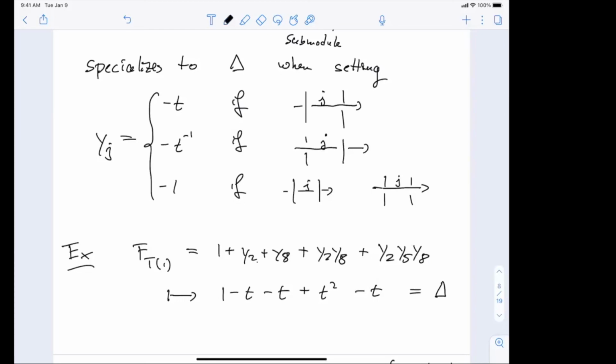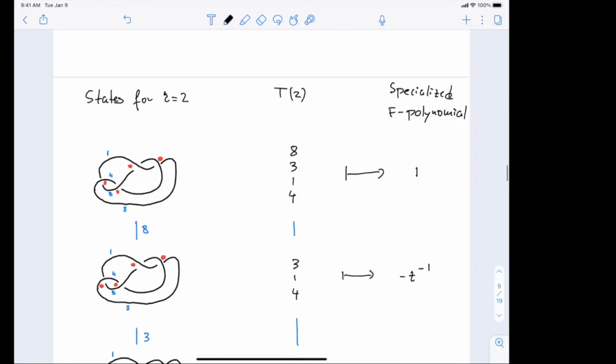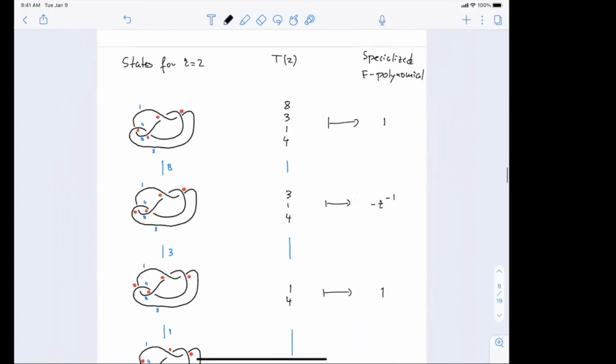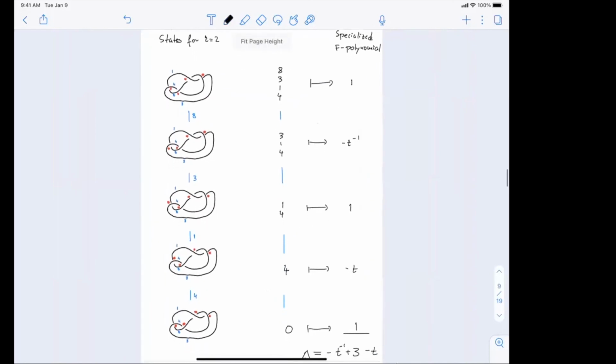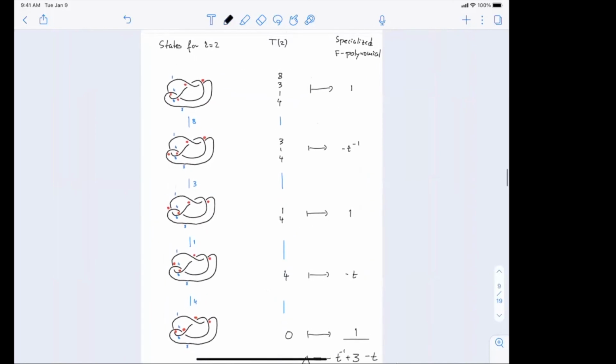Okay, so I'm out of time, so let me leave you here with the image. If you would use the segment 2 instead, you see you get a quite different poset structure, but you still get the same result for the specialization.